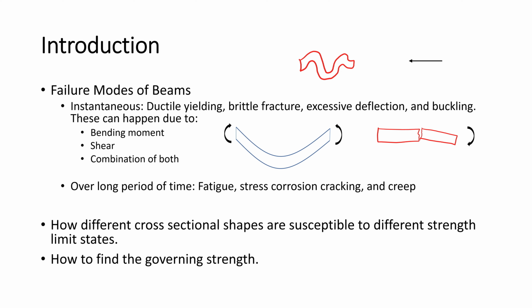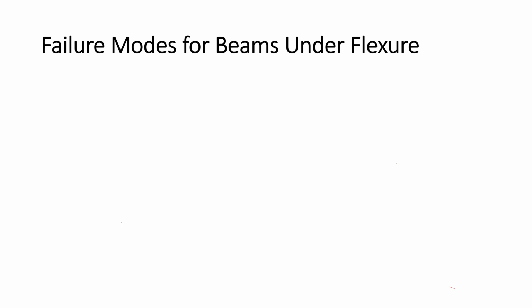There are also other modes of failure that happen over a long period of time, such as fatigue, where cyclic loading is applied until a crack in the beam is formed. There is also stress corrosion cracking, or even creep, where the same load is applied for an extended period of time and plastic irreversible deformation occurs in the beam. We're also going to discuss how different cross-sectional shapes are susceptible to different strength limit states. We're also going to discuss how to find the governing strength. So let's talk about the failure modes for the beams.